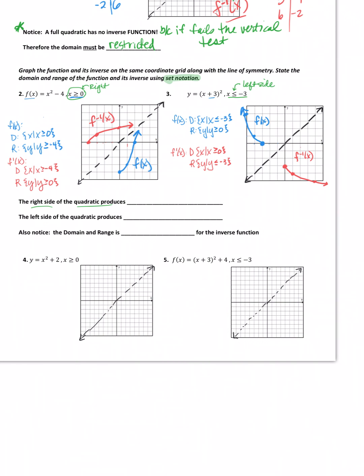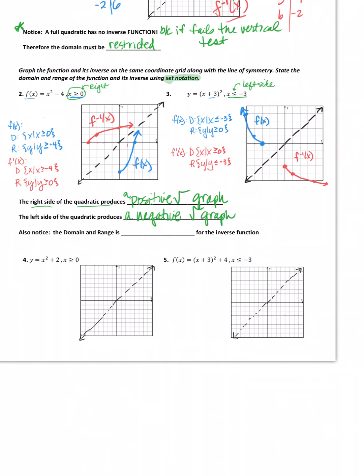The right side of the quadratic produces a positive square root graph. And the left side, if you graph the left side, it will produce a negative square root graph.